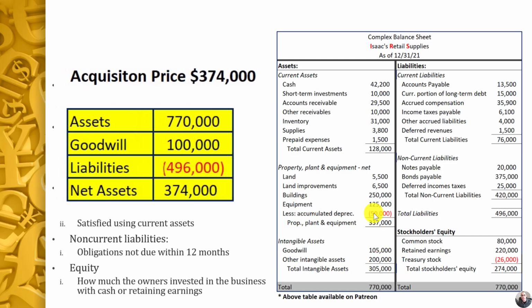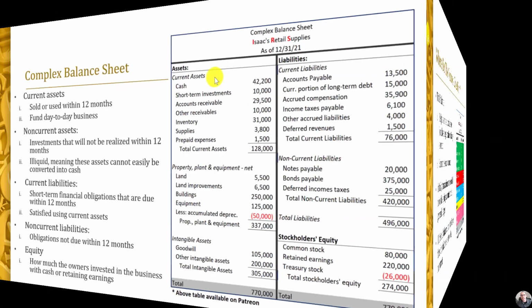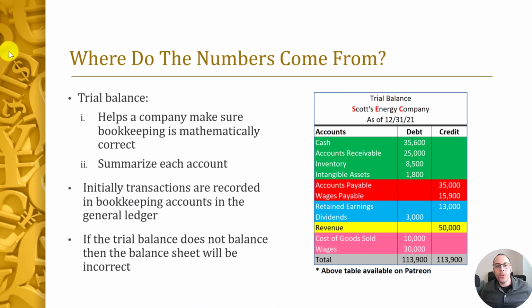And now the new company's balance sheet balances. Because the new company's assets went up $870,000 and their liabilities went up $496,000 and their cash went down $374,000. So that's how everything balances. You may be wondering, where do the numbers come from that are put onto the balance sheet?